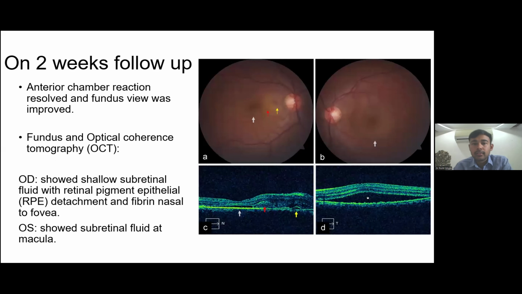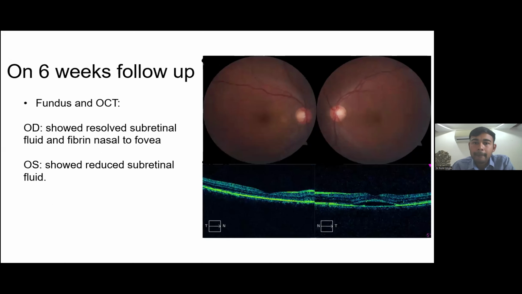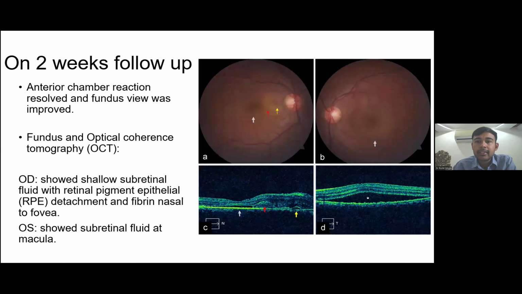After 2 weeks, the patient's erythema nodosum leprosum symptoms had improved, and the reaction in the anterior chamber was resolved. So in fundus examination, it could be clearly seen where the fluid was collected in the right eye. Okay, as you can see here, the yellow arrow shows the collection of retinal fluid. In the left eye, it was at the level of the macula.